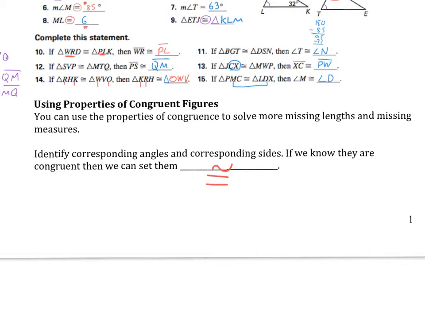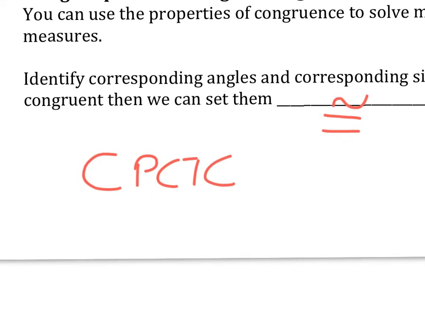This has a name, and it's a beautiful name, C-P-C-T-C. What? I know. C-P-C-T-C. I did too. And you don't need to know that yet. We will define CPCTC later, but it means this: corresponding parts of congruent triangles are congruent. CPCTC.